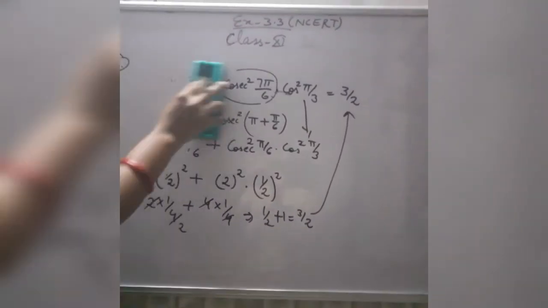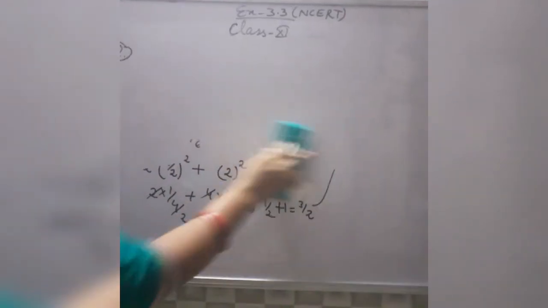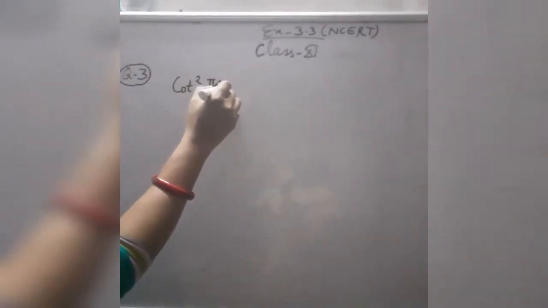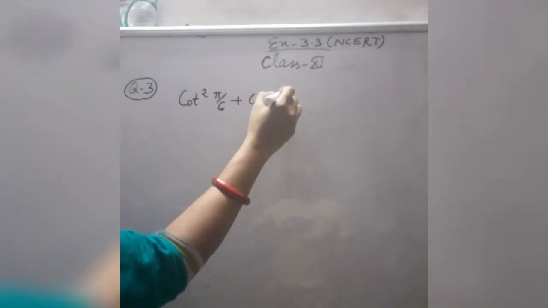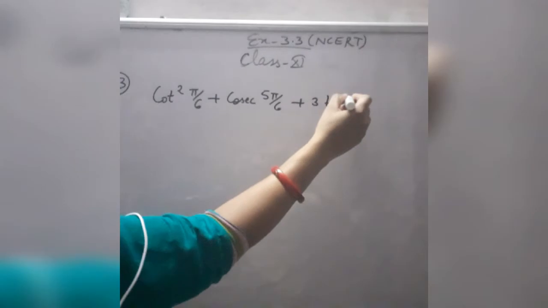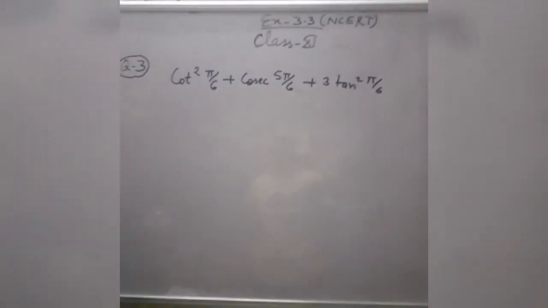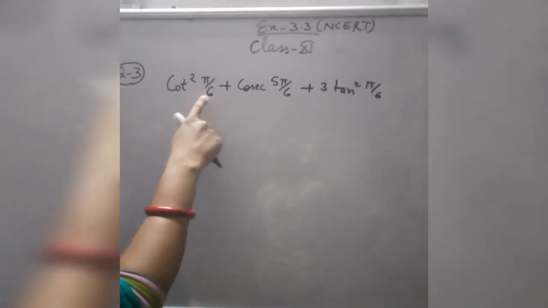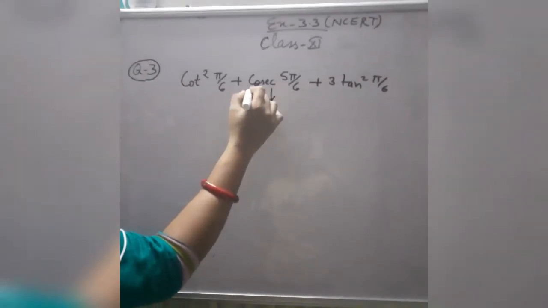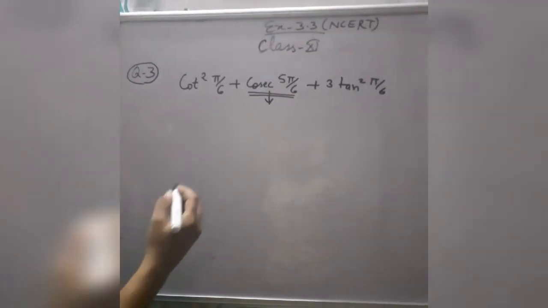Now let us see third sum of this exercise. In question number 3 and 4 also we will prove the given result. First 4 sums are similar. Now in question number 3 statement is prove that cot square pi by 6 plus cosecant 5 pi by 6 plus 3 tangent square pi by 6. Directly you can put the value of cot pi by 6 and tangent pi by 6 also you know. Now firstly we will simplify this term cosecant 5 pi by 6.